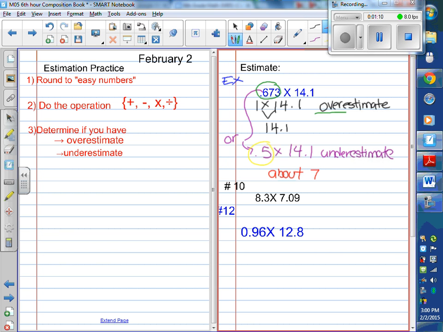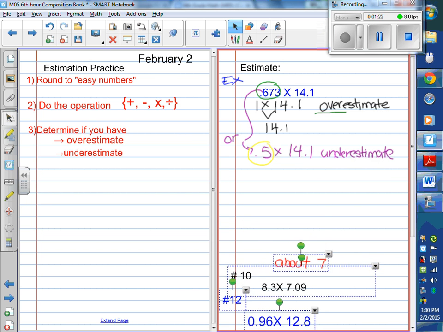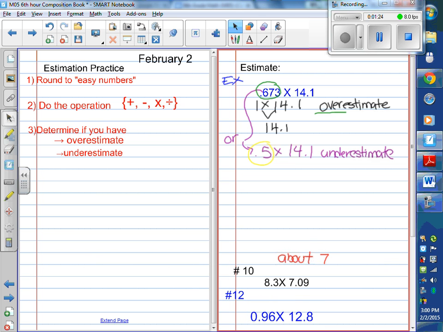Questions? Yeah, Aiden. What about 14.1? Can you underestimate that to 14? You could. So sometimes, let's get rid of some of this stuff. Absolutely, you could do both, but you'd want to do the one that'd be easier.